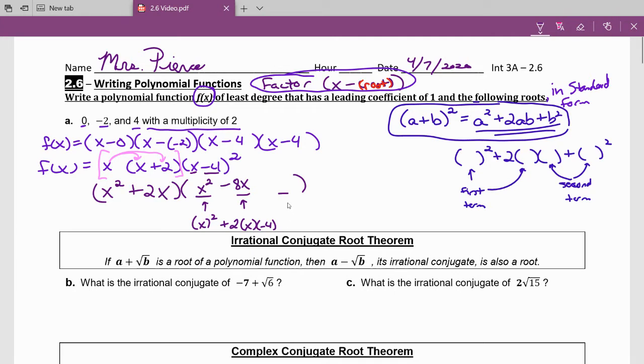And then my third term in my trinomial, I take the second term, which is negative 4, and square it. When you square negative 4, you will always get a positive 16. So that becomes our new trinomial.